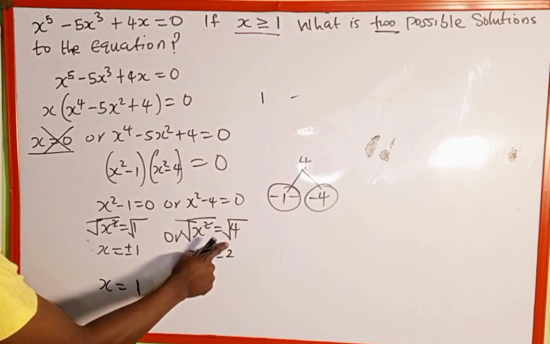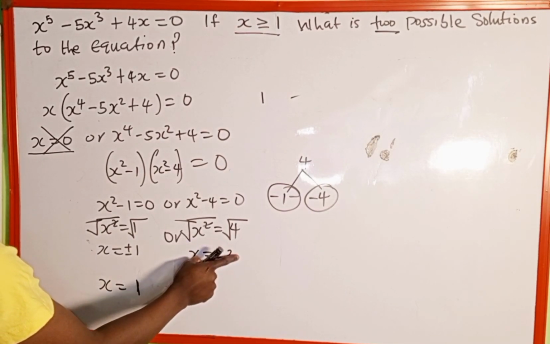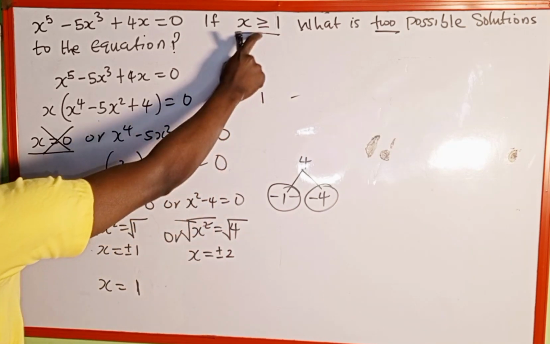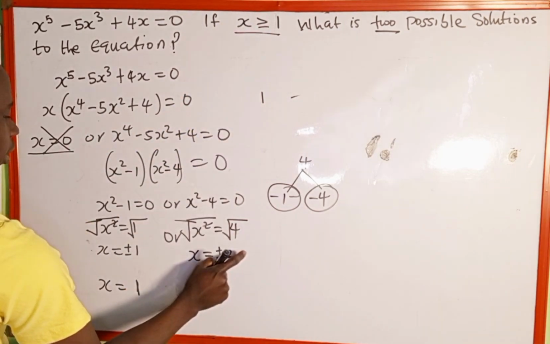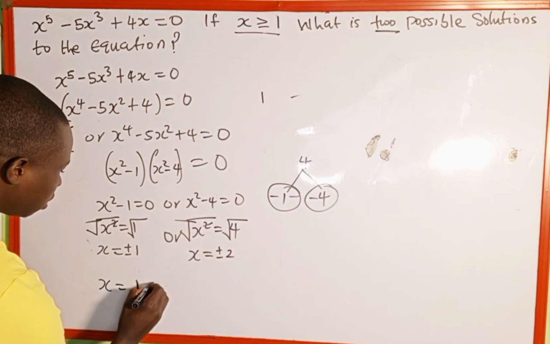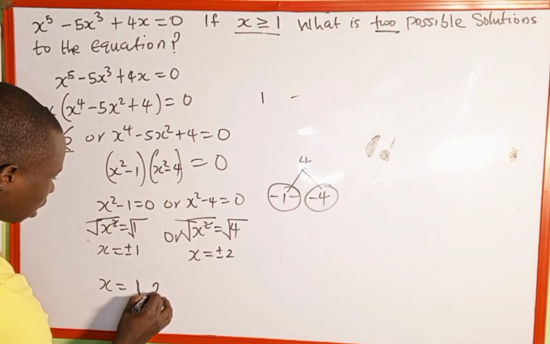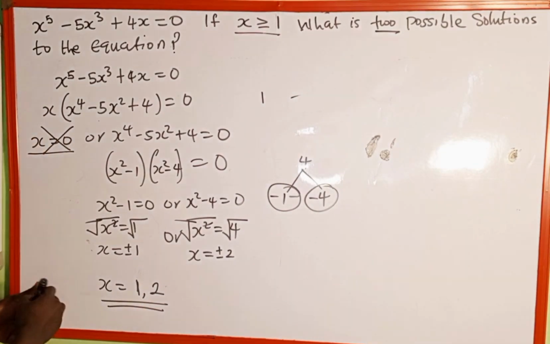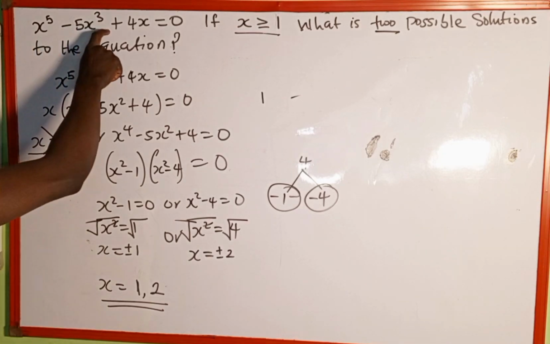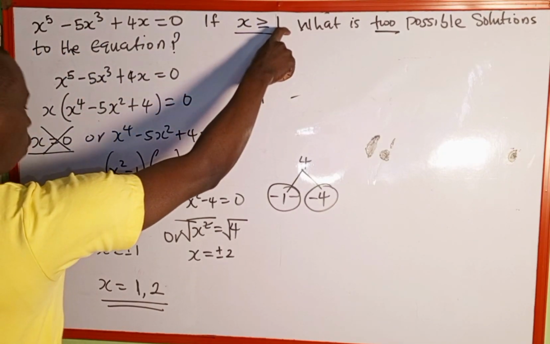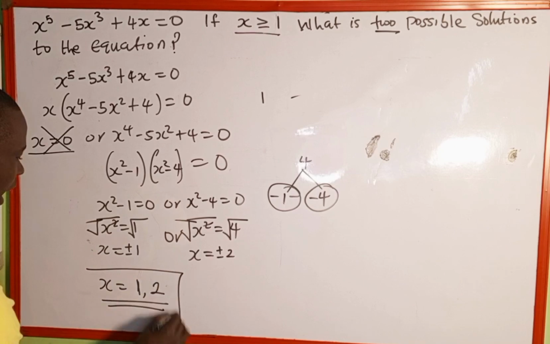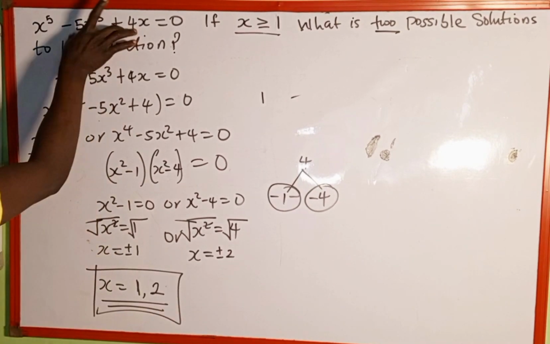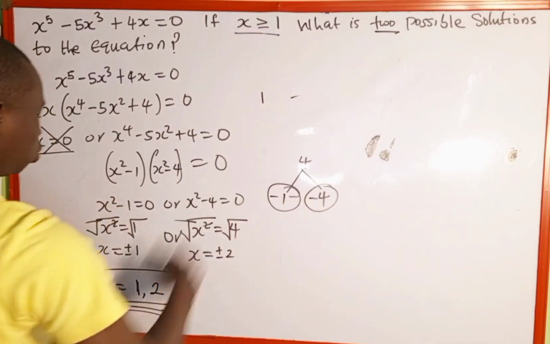And here, x is equal to negative 2 or positive 2. So negative 2 will not satisfy because negative 2 is less than 1. Then positive 2 is greater than 1. So therefore, we take positive 2. So therefore, the two possible solutions to the equation, as x is greater than or equal to 1, are 1 and 2. But remember that these 5 solutions satisfy the equation. But with respect to the condition, we're going to pick only 1 and 2.